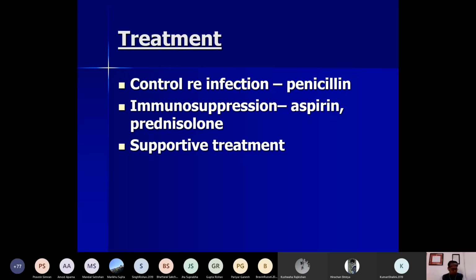Once you have diagnosed, you need to treat the patient for one, infection, and two, inflammation. Both treatments are entirely separate. So if you are getting a patient with rheumatic disease or rheumatic fever or rheumatic heart disease, first and foremost, you need to make sure that the patient is not suffering from reinfection.